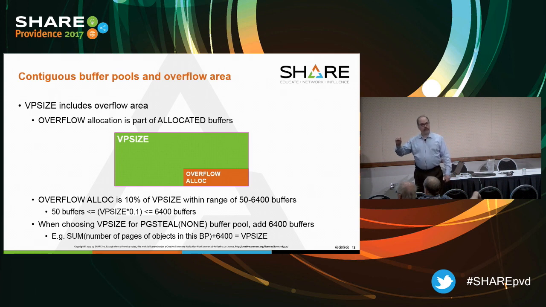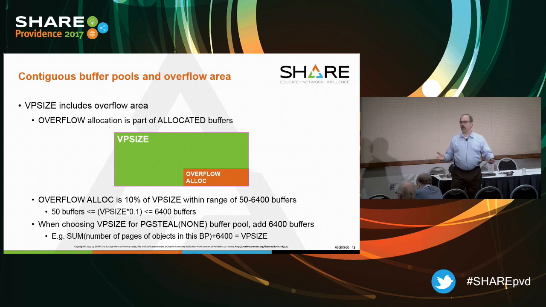With page steal none in version 12, DB2 will set aside an overflow area that is going to be a percentage of VP size. That percentage is going to range from 50 buffers at the small end to 6,400 buffers at the large end. And if it's anywhere in between, it'll be 10% of your buffer pool. So if you've got a teeny tiny buffer pool, it'll be 50 buffers. If you have a ginormous buffer pool, it'll be 6,400.